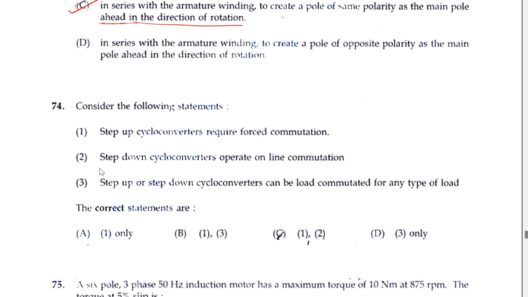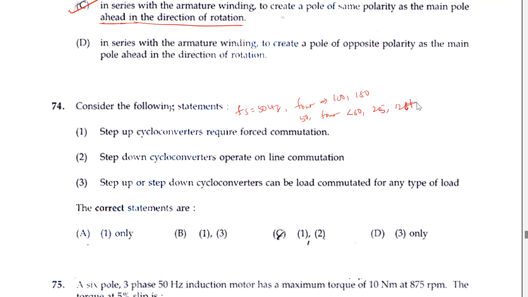So step up cycloconverters means, if you are giving a supply frequency of, for example, Fs is equal to 50 Hz, the output frequency is more than 50 Hz, means either it may be 100 Hz or it may be 150, like that. Step down means if you are giving 50 Hz, the output frequency will be less than 50 Hz, either maybe 25 Hz, or 12 Hz like this.